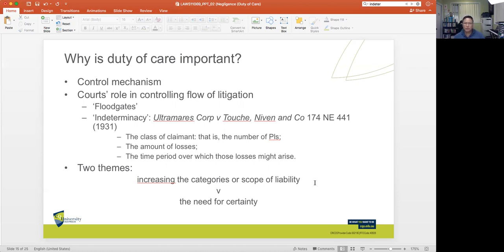obligations. So when we examine the duty of care, we will notice that the courts may continue to increase the categories or scope of liability beyond that which is traditionally recognized. Some of these categories we examine here in this particular module. And this is done within the context of the need for certainty, so that if there is an open-ended view as to what the level of duty of care might be, that will lead to indeterminacy and the possibility of unlimited and unbridled litigation.